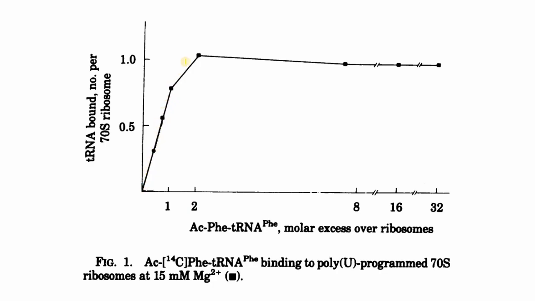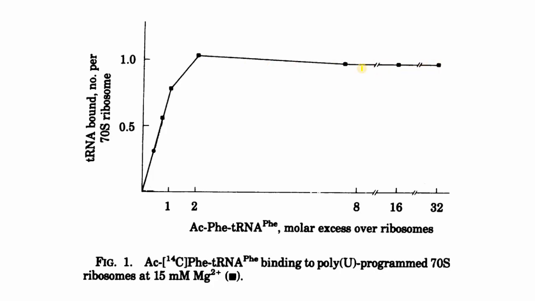So in this part right here, we can see the amount of tRNA bound per ribosome increasing. But then, once we reach a certain value, we can see that the amount of tRNAs bound per ribosome kind of plateaus at around a value of 1. And this led the researchers to conclude that, once you reach a certain value of acetylated phenylalanine tRNA, only one acetylated phenylalanine tRNA will bind per ribosome.